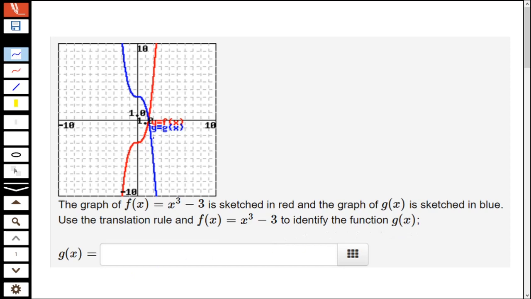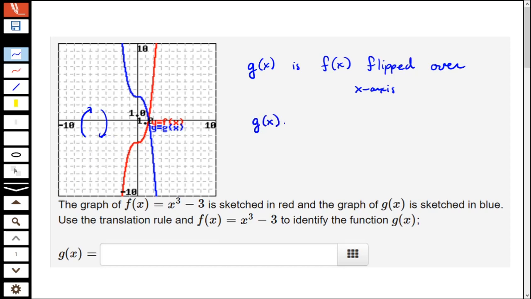Well, it appears that g of x is just f of x flipped over the x-axis. So what you need to do is determine which transformation flips us over the x-axis. Now you should know, of course, that's negative f of x, that when you take the opposite of all the y values, some y's go up, some y's go down, you're reflecting over or flipping over that x-axis. So g of x is the same thing as negative f of x, right?